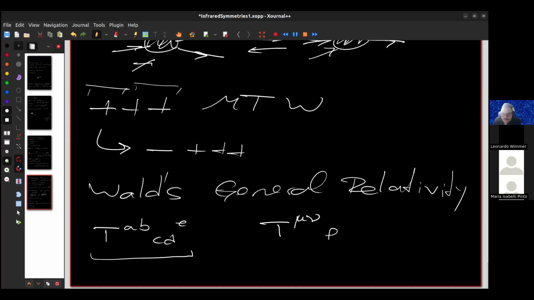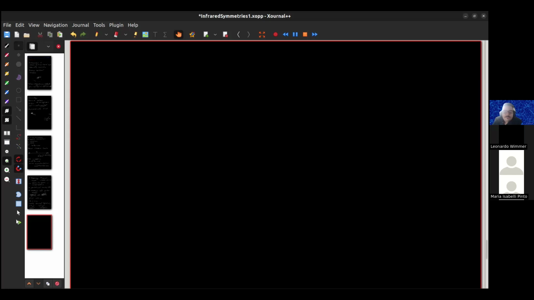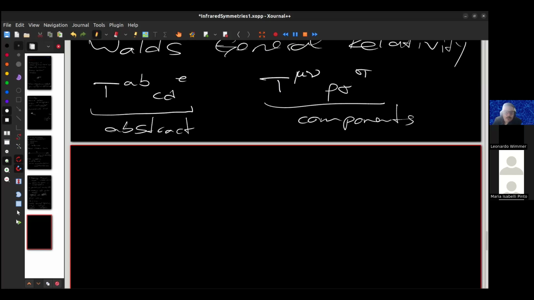So I'll write something like this. This here is components. This here is abstract. To give a more amicable example, an abstract notation for vectors could be, for example, V with an arrow. So this denotes the vector object. This denotes the vector as a construction in and of itself, as a geometrical object that you are considering.